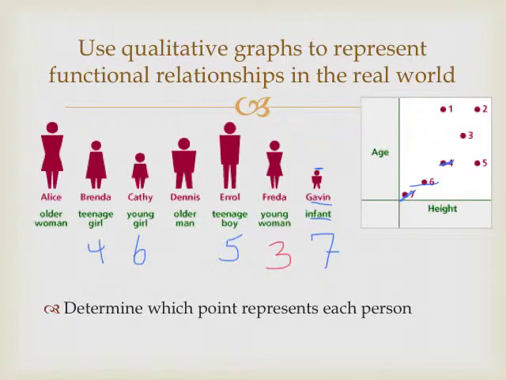So our shorter person is actually Dennis here. Dennis is the short guy, so he is going to be number 1. And then Alice is our very old, very tall woman, and she is number 2. Okay?